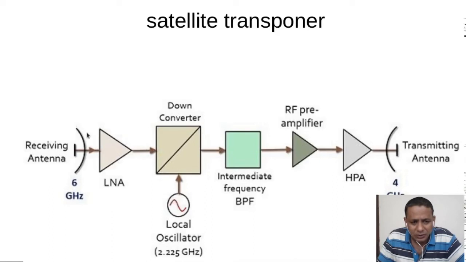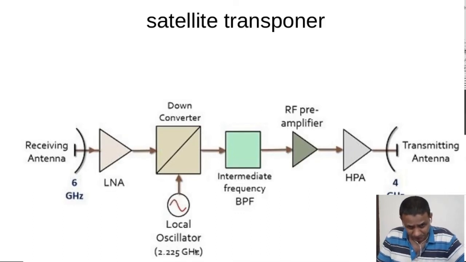So this is a receiving antenna. In the satellite there will be antennas for receiving the signal. So there is a 6 GHz antenna and there is a 4 GHz antenna. Through the 6 GHz antenna the signal will be received, and this is a LNA, low noise amplifier. Then there is a down converter. Down converter means converting this 6 GHz frequency into 4 GHz frequency. Here there is an IF also, and a local oscillator. So for 6 to 4, the local oscillator frequency should be around 2 GHz.